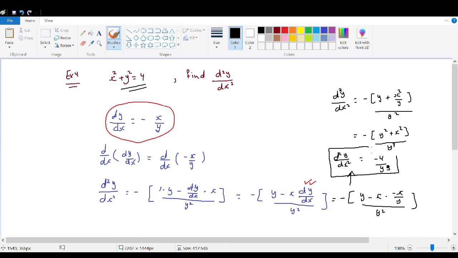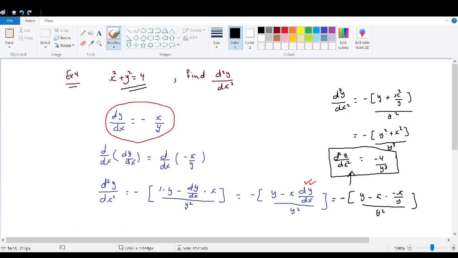So the second derivative is given by this one. After you find the second derivative, you need to replace dy over dx by the first derivative. Once you rewrite it as a function of x and y only, then you can simplify. So first we find the first derivative. Then once you find the first derivative, you find the second derivative. If you have a term in the second derivative which is dy over dx, you have to replace it by the first derivative. After you replace it, then you simplify your function.